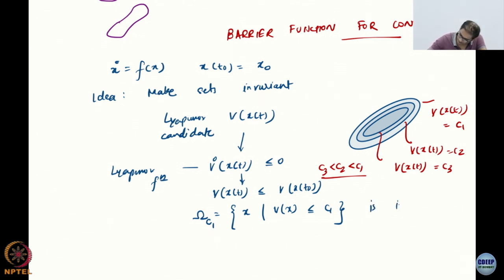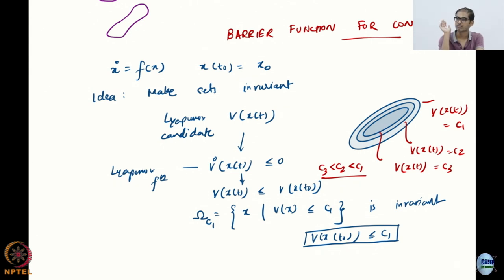Is it invariant? Under what condition? What do I need for this set to be invariant using this Lyapunov function? I only need that V(x(t0)) is less than c1, right, is that fine, because I already have that V(x) is less than V(x(t0)), and if V(x(t0)) is less than c1, I am good. Okay, great.